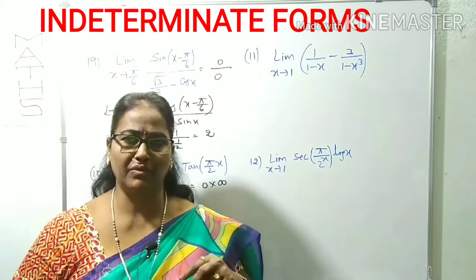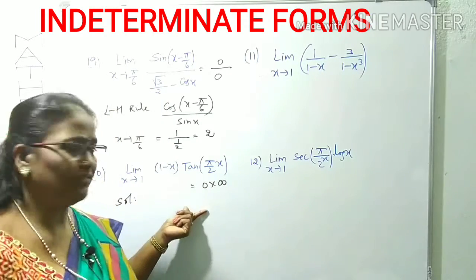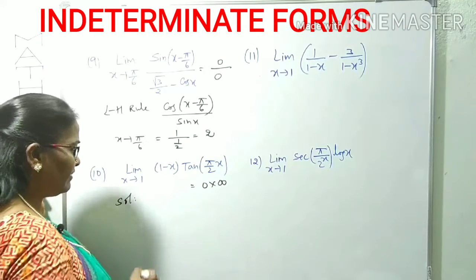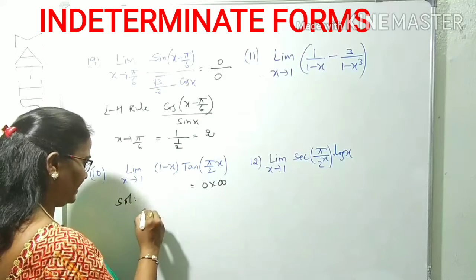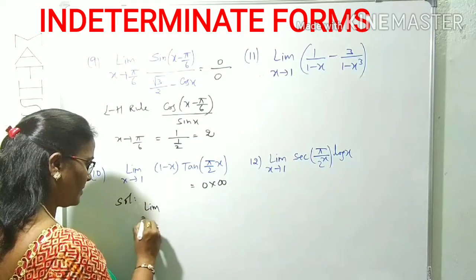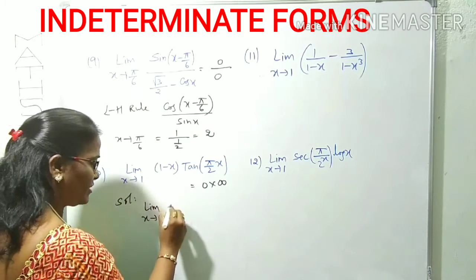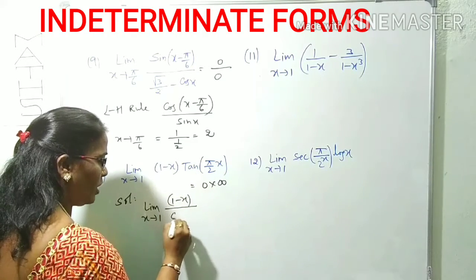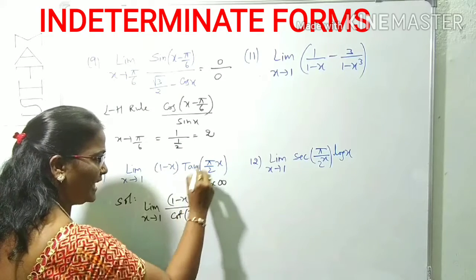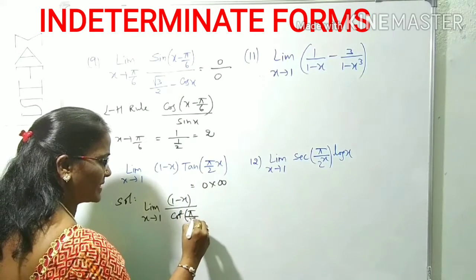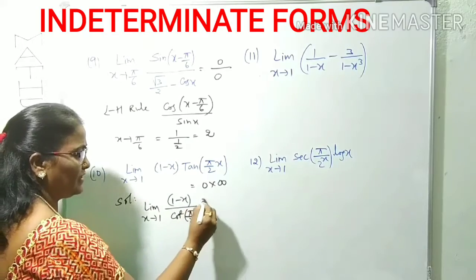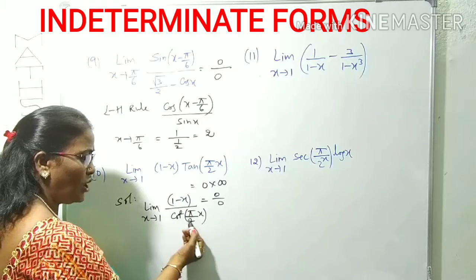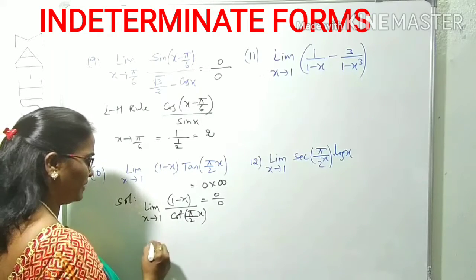I said to you, if it is in the form of 0 into infinity, we can convert it into either 0 by 0 or infinity by infinity, then use the L'Hospital rule. I am converting it simply like this. I am not touching the 1 minus x, I am keeping it as it is, with 0 by 0 written. Tan we can write as cot, since the reciprocal of tan is cot of pi by 2 x, right? Now it is clearly in the form of 0 by 0, right? 1 minus 1 is 0, cot 90 is also 0, 0 by 0 form. Then L'Hospital rule.